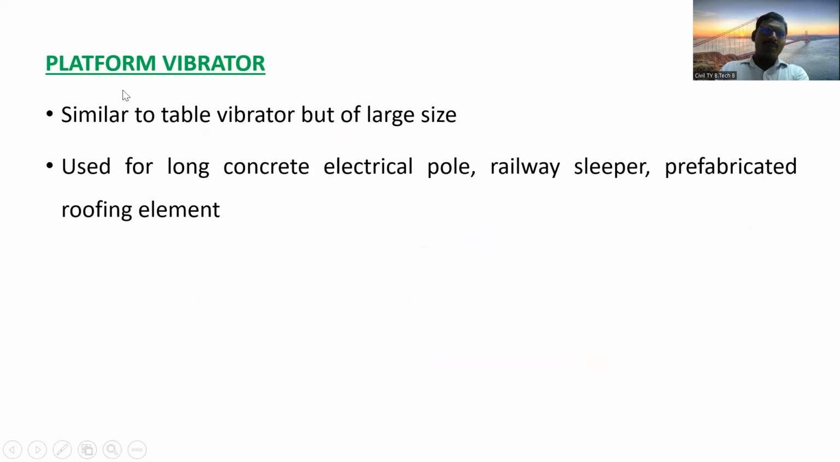So the next is the platform. Next vibrator is the platform vibrator. So this platform vibrator is again similar to the table vibrator. Are you getting? Platform. So table and platform, these are somewhat similar words. Maybe the size of the platform is more than the table. So this platform vibrator is similar to the table vibrator, but with a large area. Here it is written, the area of the platform is large as compared to the table. So we are calling it a platform vibrator here.